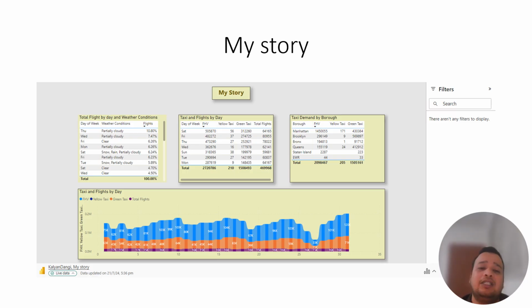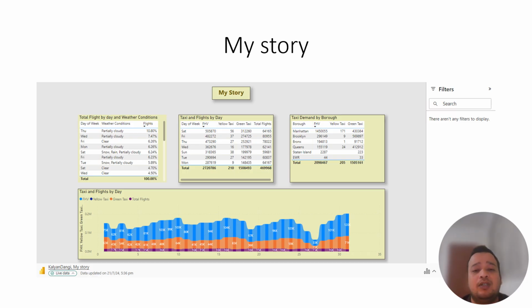Our findings reveal that Fridays exhibit the highest demand of taxis with a peak of 80,000 flights occurring on the same day. This suggests that Fridays are particularly busy both in terms of taxi usage and flight activity. On Thursday, approximately 10.80% of flights are scheduled, with the weather often being partially cloudy. This weather condition might influence the number of flights taking off or landing.